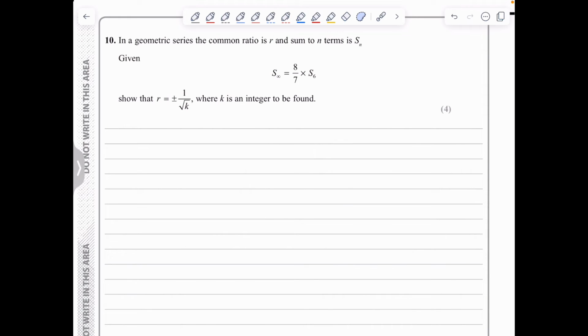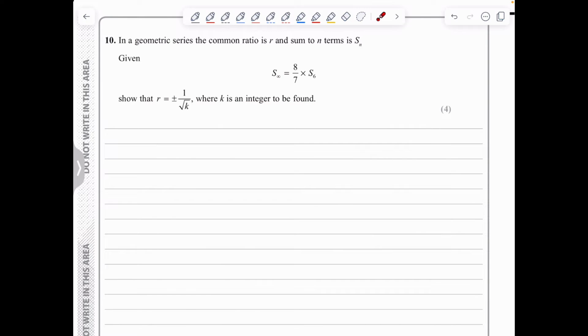In 11, we've got a geometric series, common ratio r. The sum to n terms is denoted by s subscript n. And we are told that the sum to infinity is 8/7 times the sum of the first 6 terms. We need to show that r could be plus minus 1/√k, where k is an integer to be found.